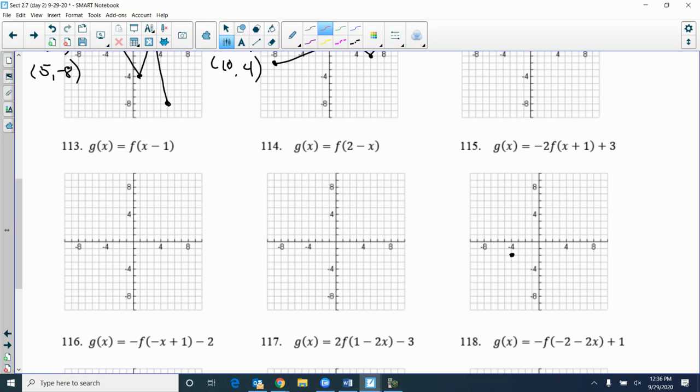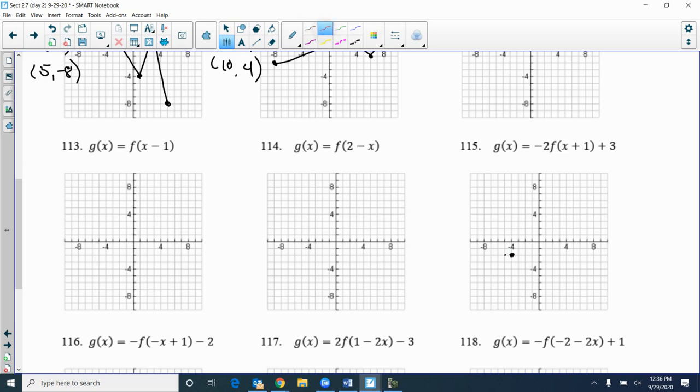The plus 1 moves it. I want to make sure everybody's with me here. I don't want to get too far ahead. -4, -2. We're going to start with. So think how that's going to be affected. Okay. All right. The plus 1 moves it left 1.